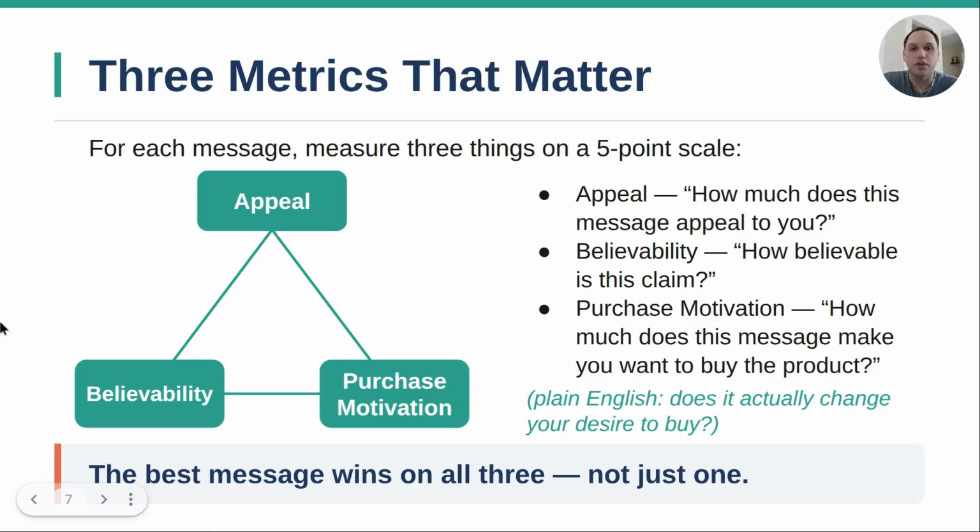For each message, you measure 3 things, each on a 5-point scale. First, appeal. How much does this message appeal to you? Second, believability. How believable is this claim? Third, purchase motivation. How much does this message make you want to buy the product? That third one is the most important. It's asking whether the message actually changes buying behavior, not whether it sounds nice. The best message wins on all 3. And here's the key thing to understand. A high score on one metric but not the others is still a problem.